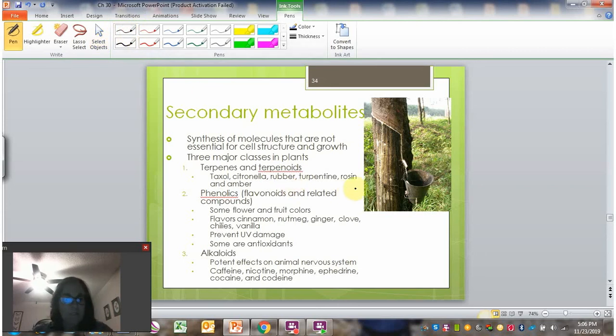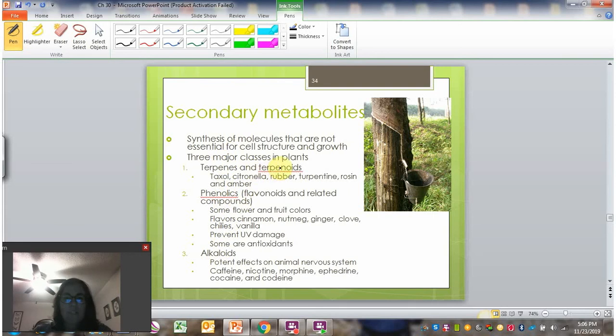Angiosperms are also particularly diverse in secondary metabolites. These are chemicals that a plant might make that are not essential for normal cell structure and growth, but may provide some kind of benefit. So there's several different types, and these are three classes of metabolites. So I'll talk here about what they are, some examples, and why a plant might make them.